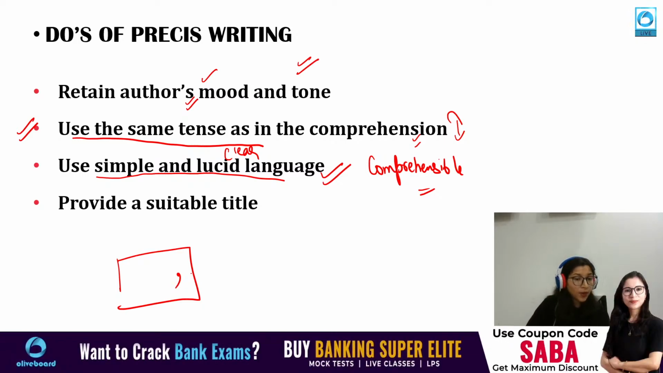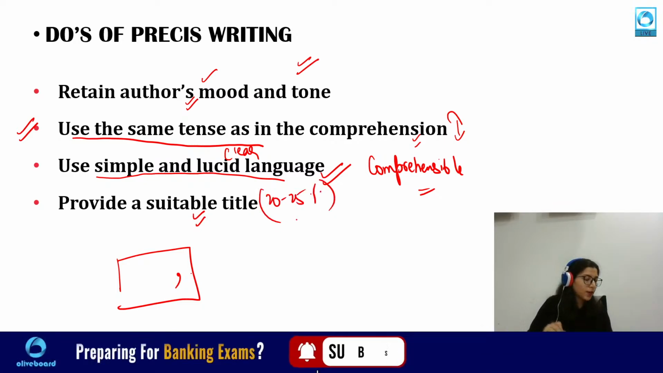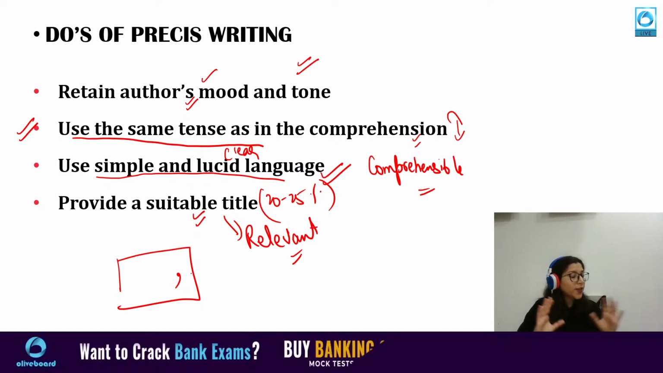Okay, and the last is to provide a suitable title. See, 20 to 25% of marks will be awarded on the title itself, if you write a relevant title. The title should be such that it could sum up your entire precis.